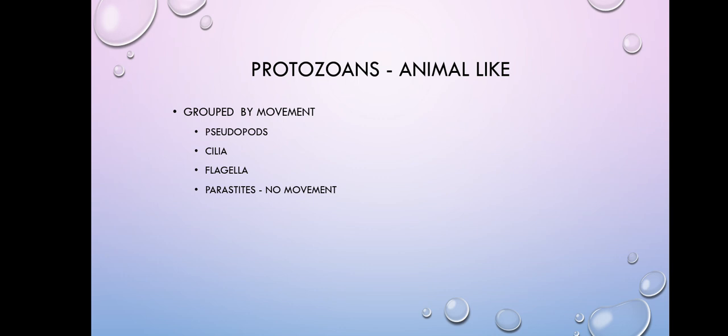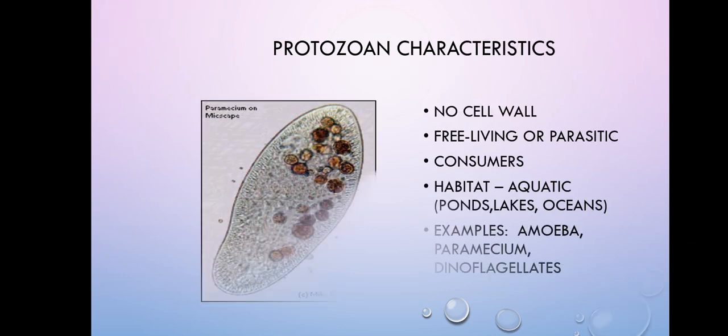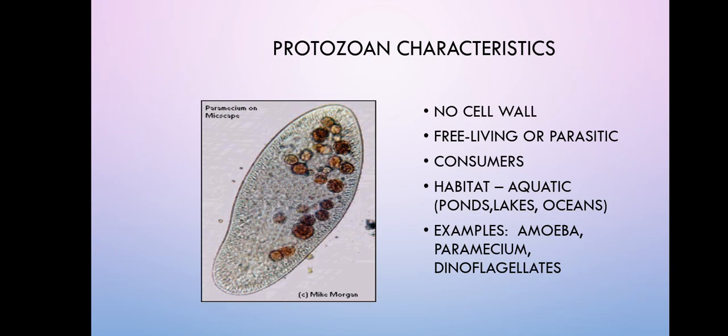Protozoans, or animal-like protist, are grouped by movement: pseudopods, cilia, flagella, parasites with no movement. Protozoan characteristics: no cell wall, free living or parasitic consumers, habitat aquatic, ponds, lakes, oceans. Examples: amoeba, paramecium, dinoflagellates, and in the picture we have paramecium on a microscope.